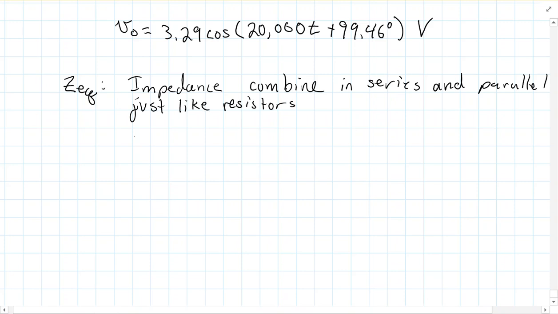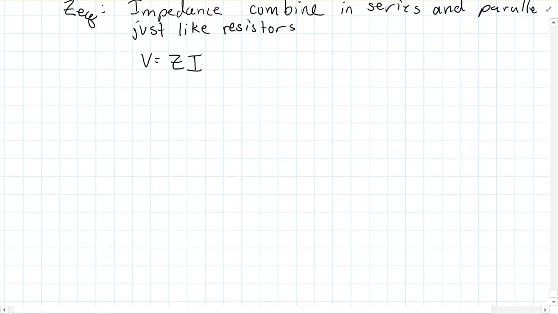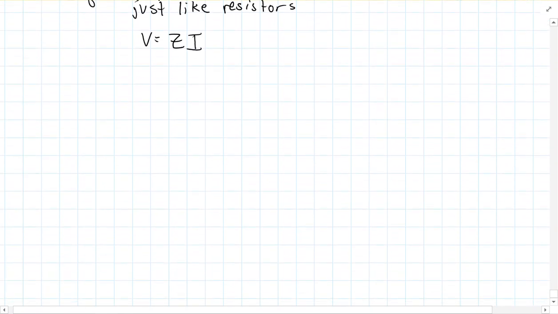And again, the reason for that is that my equation here is V is equal to Z times I, so it's Ohm's law. So it makes sense that impedances would combine together just like resistors. So let's look at an example here.